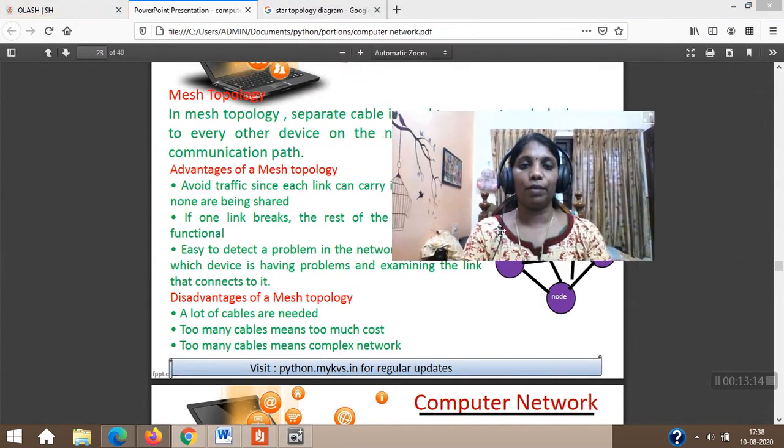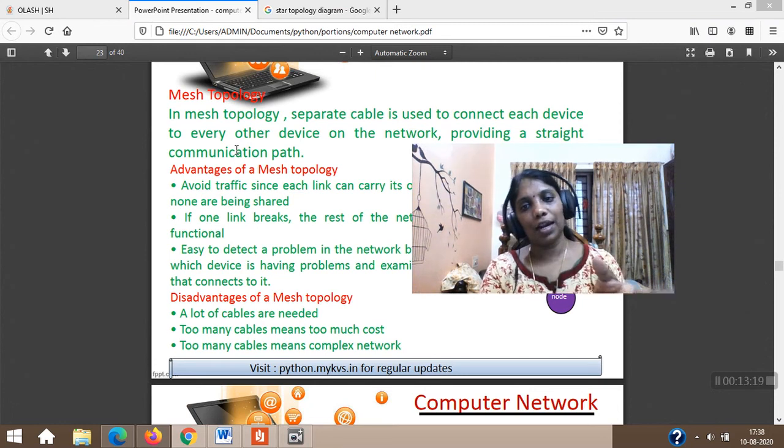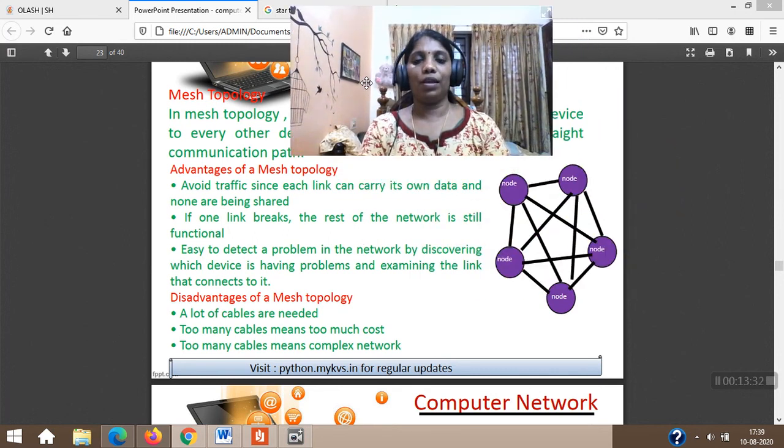For mesh, you can think: a separate cable is used to connect each device, or each device is connected to every other device in the network, providing a straight communication path. That is also right. So, definitions are ready. Advantages and disadvantages you learn properly, and that way we can wind up our topology. So what is left? Tree, that we will see in the next video. Okay, thank you.